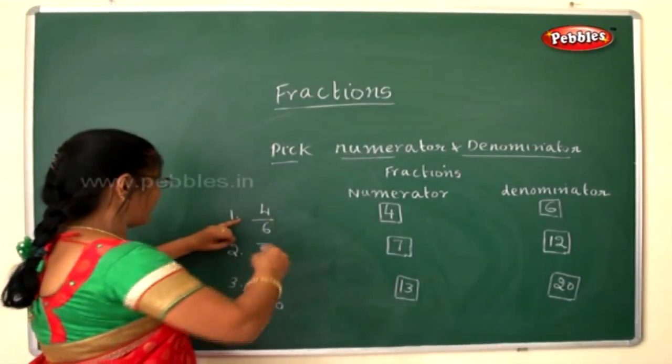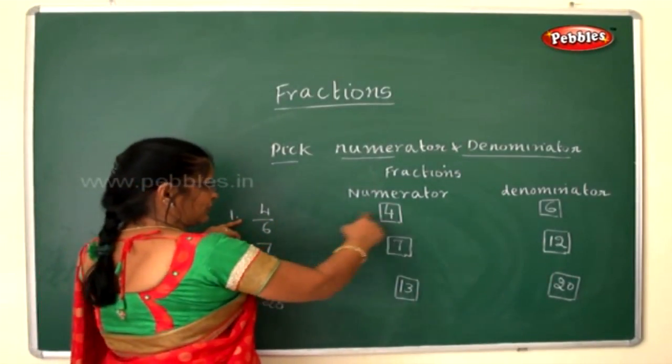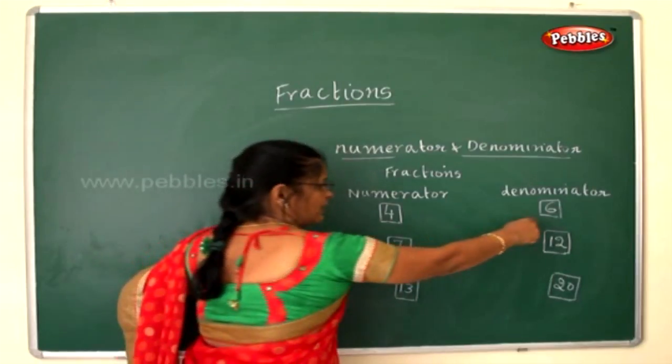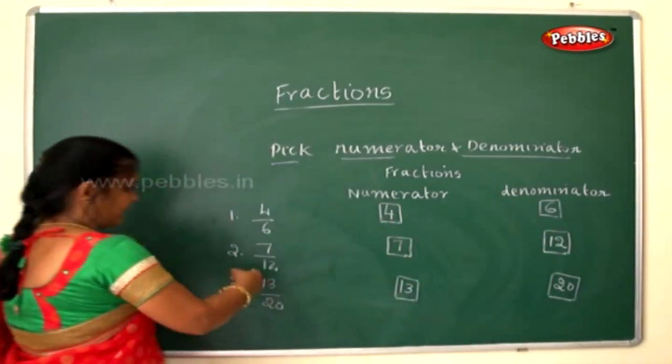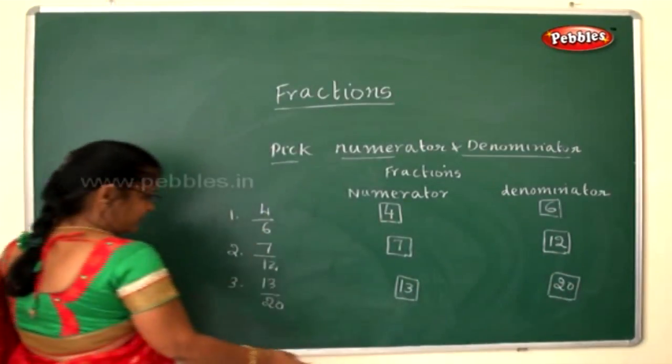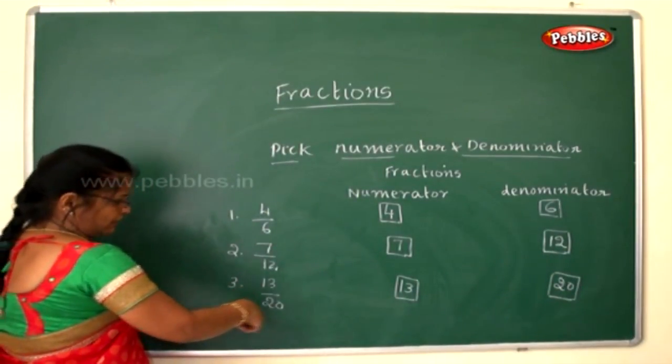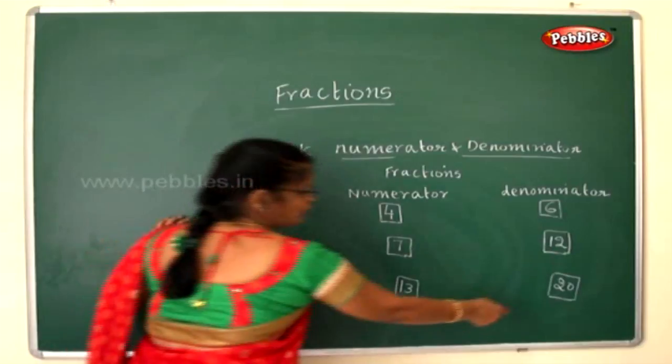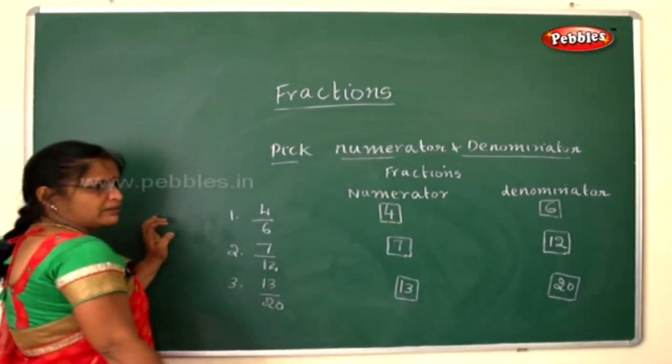So what is the numerator? In 4 by 6, which is the numerator? 4 is the numerator and the denominator is 6. And in 7 by 12, 7 is the numerator and 12 is the denominator. In 13 by 20, 13 is the numerator and 20 is the denominator.